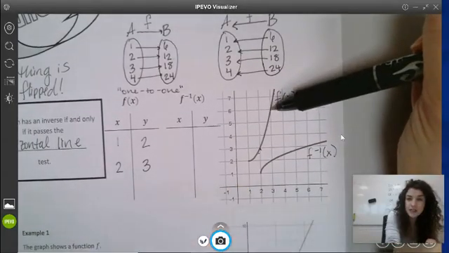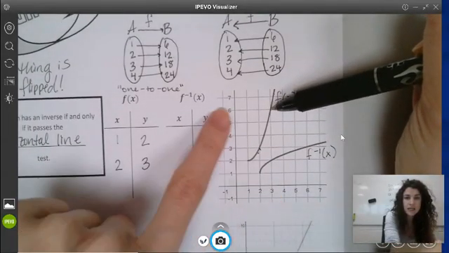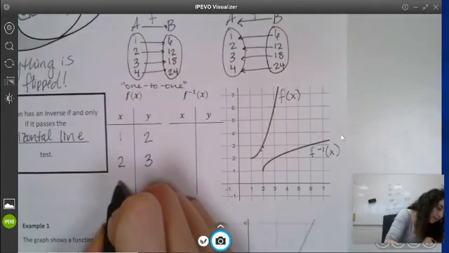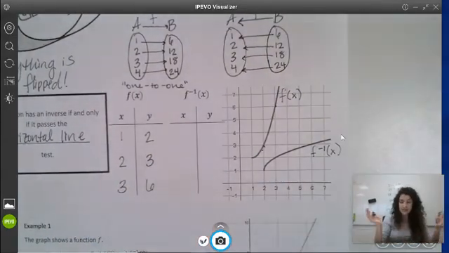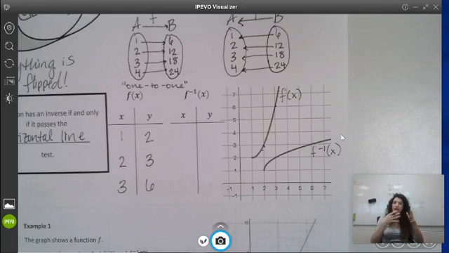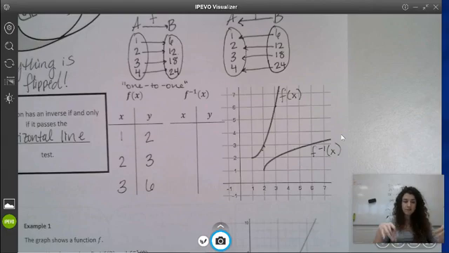And then I notice that this is also a really nice point, which has an x value of 3 and a y value of 6. So here is an example of 3 points that are on the original function f of x. When I say that everything is flipped, I mean that everything is flipped.